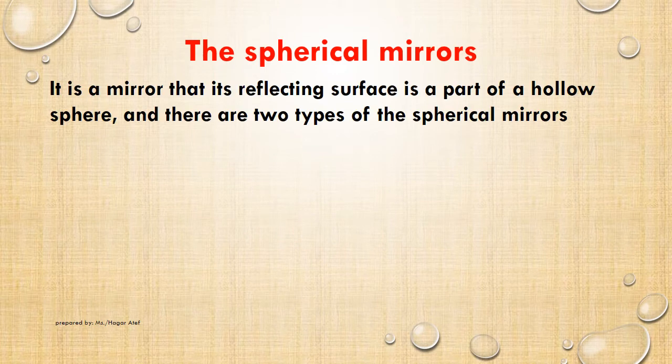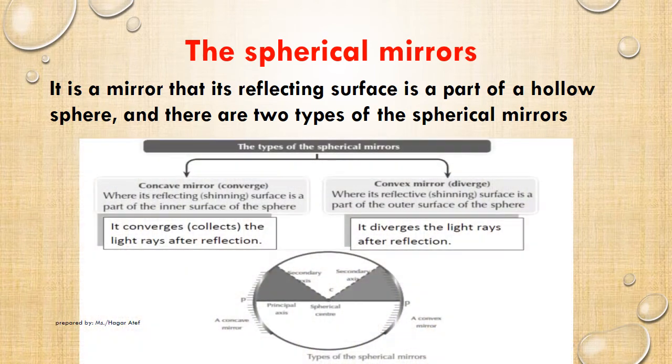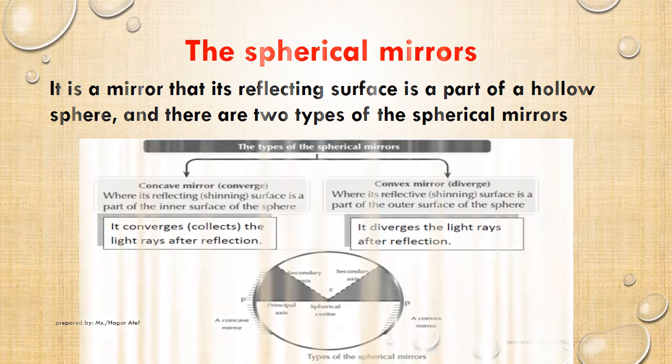The spherical mirrors. It is a mirror whose reflecting surface is a part of a hollow sphere, and there are two types of spherical mirrors. Number 1, concave mirrors or converging mirrors, where the reflecting or shining surface is a part of the inner surface of the sphere. It converges or collects the light rays after reflection. Number 2, convex mirrors or diverging mirrors, where the reflective or shining surface is a part of the outer surface of the sphere. It diverges the light rays after reflection.